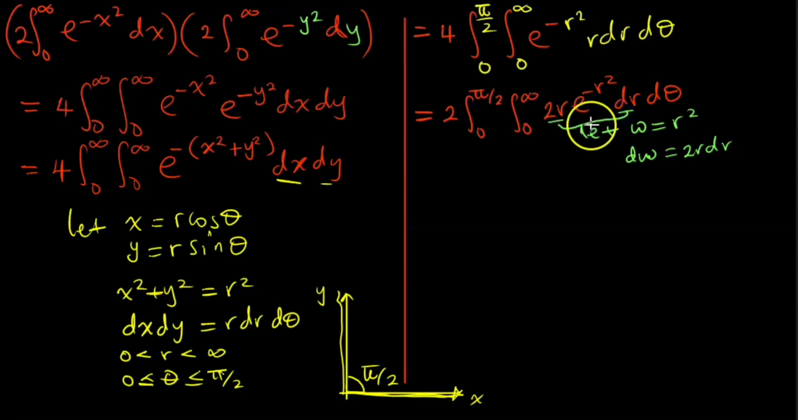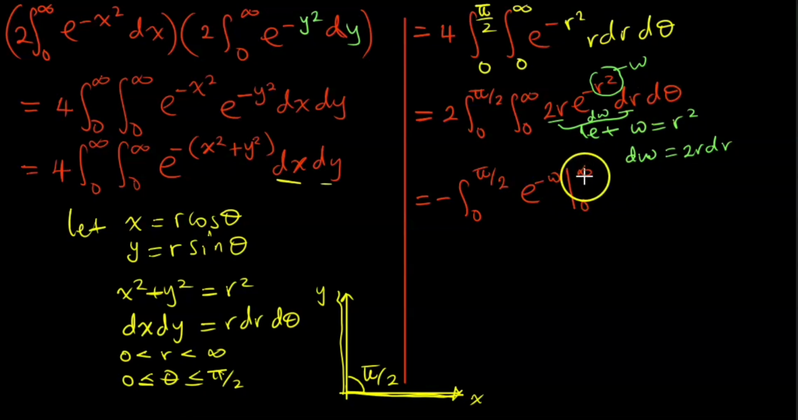From the derivative, this is dw. So when we do the substitution, we notice this is e raised to the power of negative w, then the dw, and then we will integrate such an exponential function. The result is going to be negative e raised to the power of negative w. So you do the derivative and the integration, and that's what you're going to have. You're going to have to evaluate e raised to the power of negative w from 0 to infinity, and then we put the d theta over here.